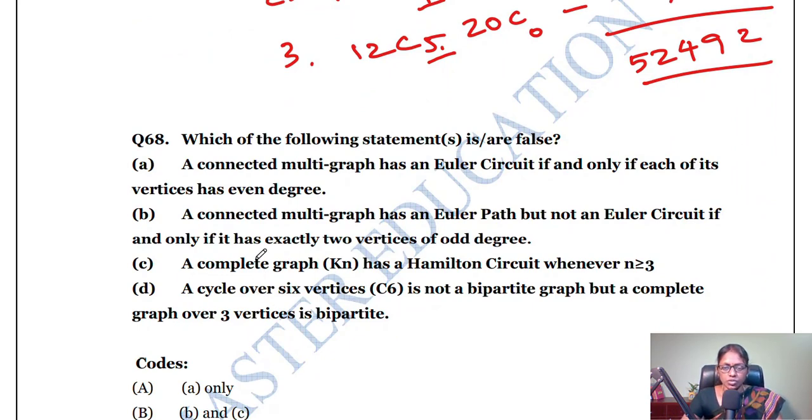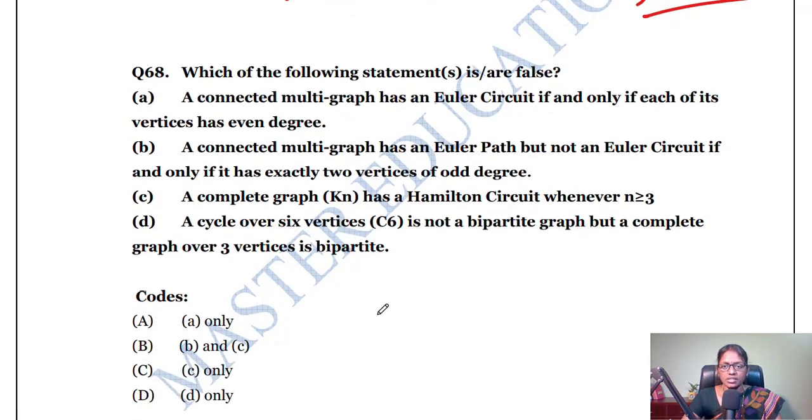The next question is, which of the following statements are false? The first statement is, a connected multigraph has an Euler circuit if and only if each of its vertices has even degree. If each of the vertices has even degree, then it is called an Eulerian circuit. So this statement is correct.